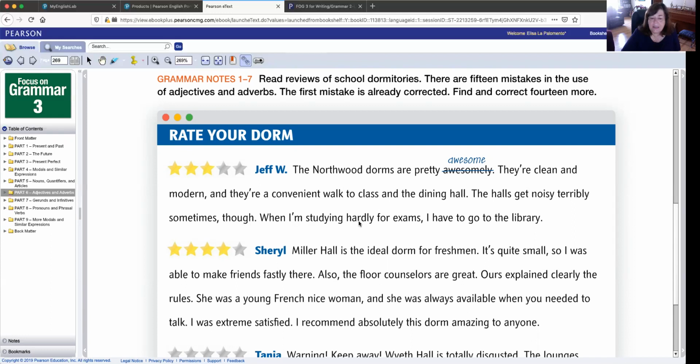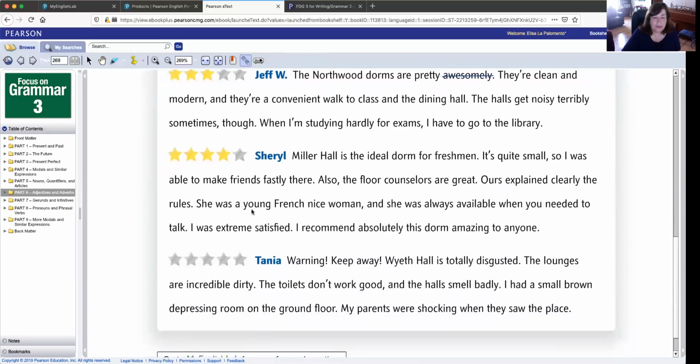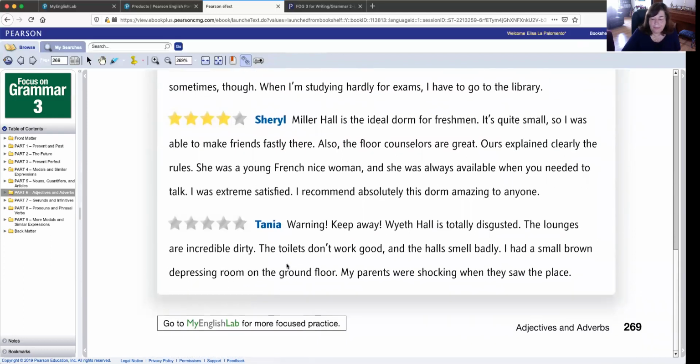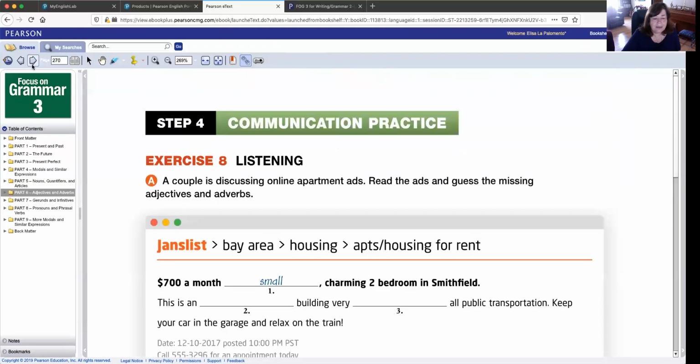When I'm studying hardly for exams, so this is describing studying, it should be an adverb, but remember that the word hard does not have the ly ending to make it an adverb. It stays the same. So when I'm studying hard for exams, I have to go to the library. All right. You do the next 2, Cheryl and Tanya. And I'm pretty sure that's it.